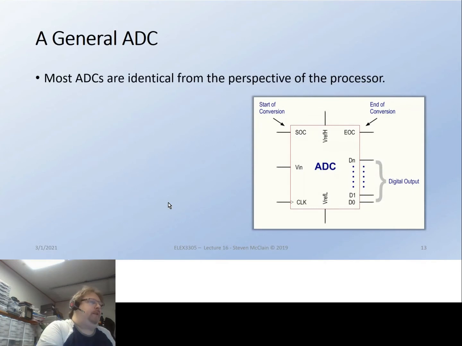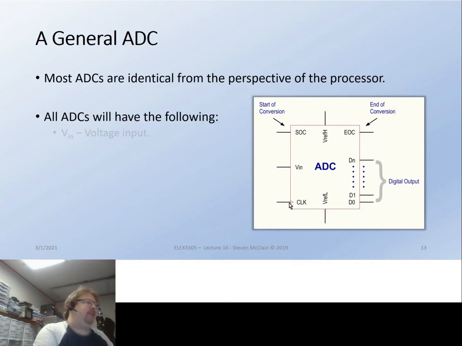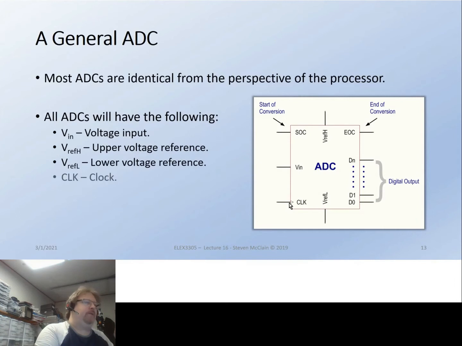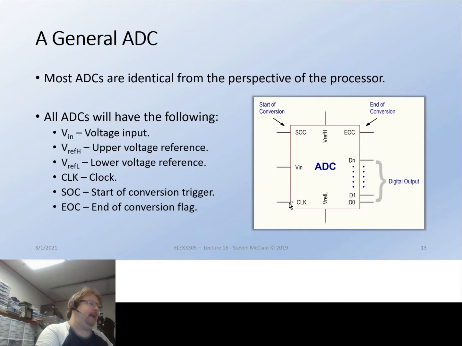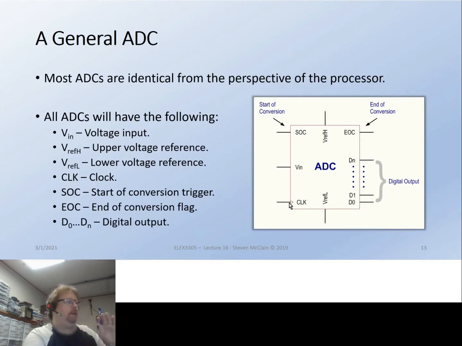So most of the ADCs are, from the point of view of the processor, identical. You got a start conversion bit, you got an end conversion bit, you got your actual digital output, you got your voltage in, and you got a clock. So they'll all have the following: voltage input, upper voltage reference, lower voltage reference, clock, start conversion trigger, end conversion flag, and some output. It doesn't matter which flavor of ADC, you can basically abstract it away, other than its specific properties such as number of bits and how fast it can be. But you can abstract it away to basically this set of stuff.